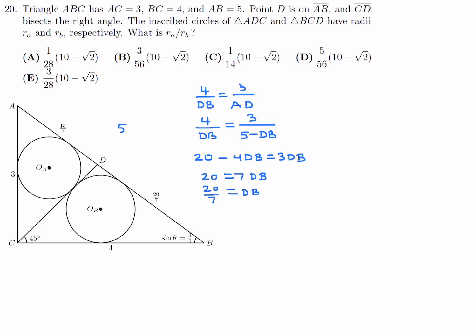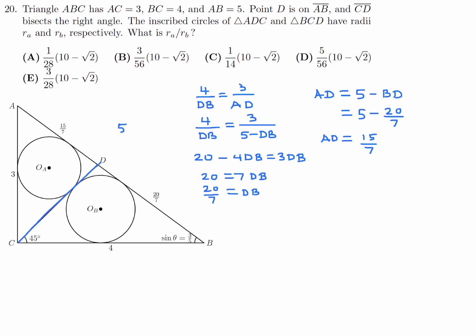And in a very similar way, you can figure out that AD is equal to 15 over 7. Why? Well, you can use the angle bisector theorem, but a simpler way is that AD is equal to 5 minus BD. And BD, we just figured out, was 20 over 7. So therefore, AD will be equal to 15 over 7. And there we go. We just got AD.